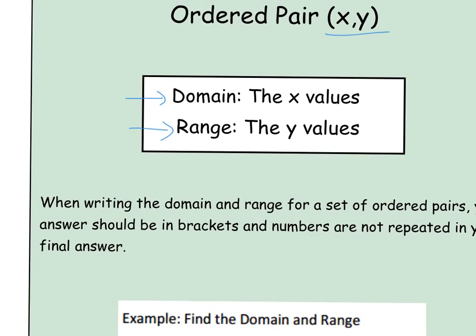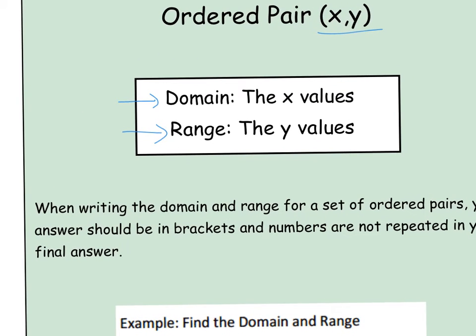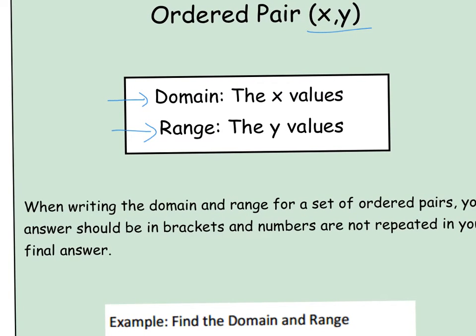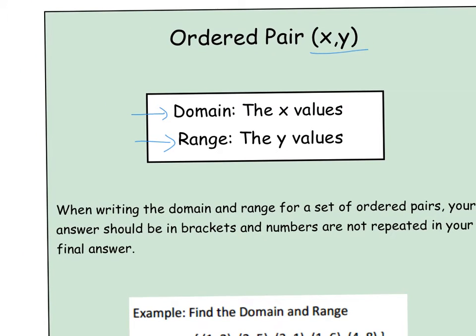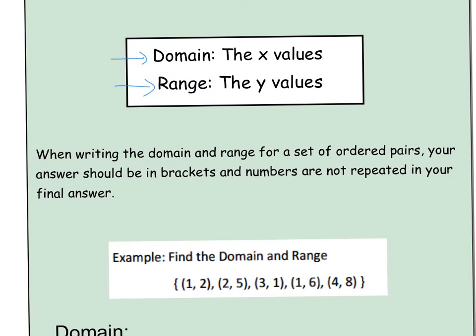So when you're writing domain and range for a set of ordered pairs, your answer should be in brackets. Brackets look like this. They're very hard to write with my stylus, so bear with me. Your brackets and the numbers are not repeated in your final answer. So, numbers not repeated. And generally they go least to greatest. Sometimes they're greatest to least, and we'll let you know when we want you to do that.